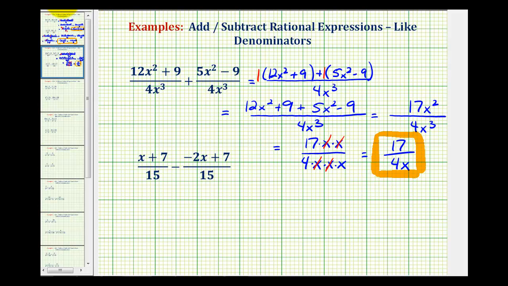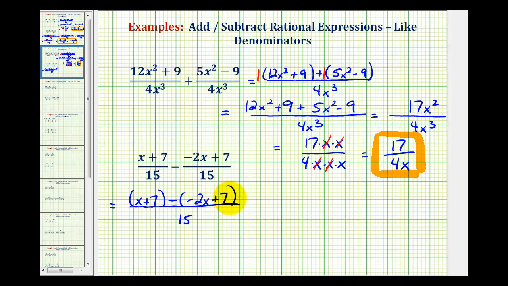Let's take a look at our second example. Again, notice both denominators are 15, so the denominator is going to stay 15. We'd have the quantity x plus 7 minus the quantity negative 2x plus 7. And again, with subtraction, we do want to include these parentheses to make sure we subtract this entire quantity.